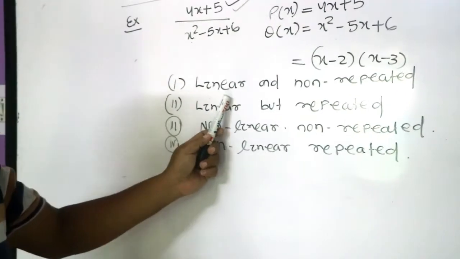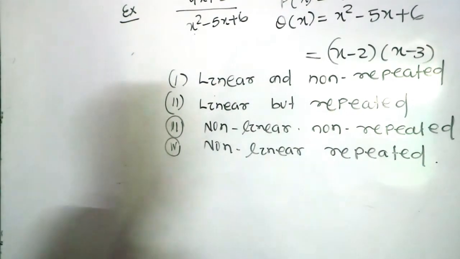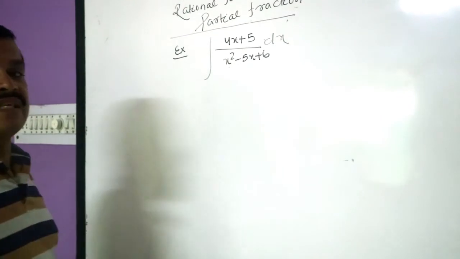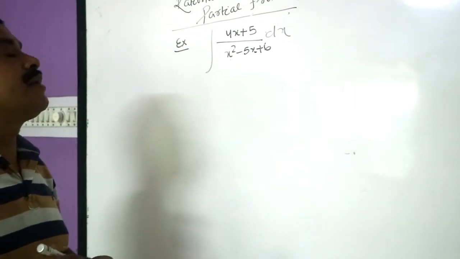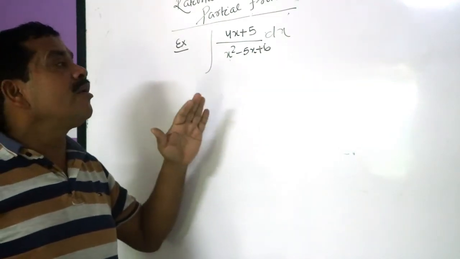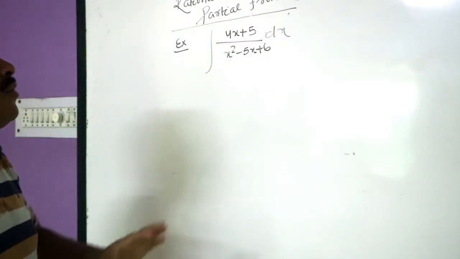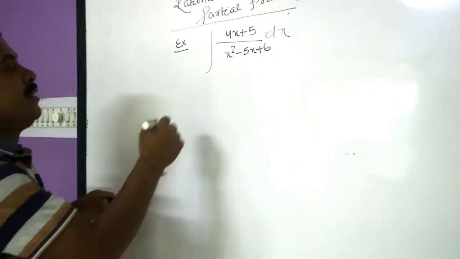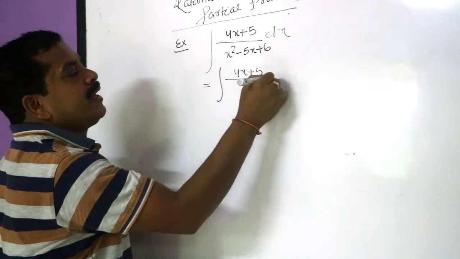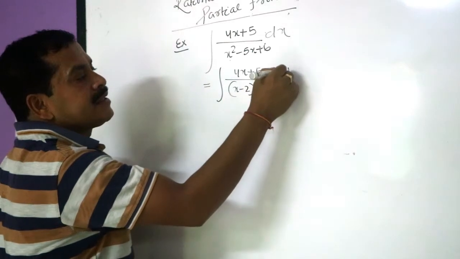First, we shall discuss the case where q(x) is linear and non-repeated. This is a proper rational function because here p of x is of degree 1 and q of x is a polynomial of degree 2. Already it is a proper rational function. First, we have to factorize q of x. Then the integration becomes the integral of (4x + 5) / ((x - 2)(x - 3)) dx.